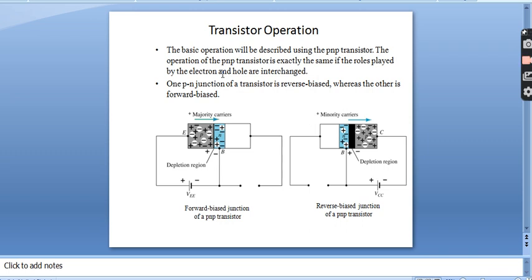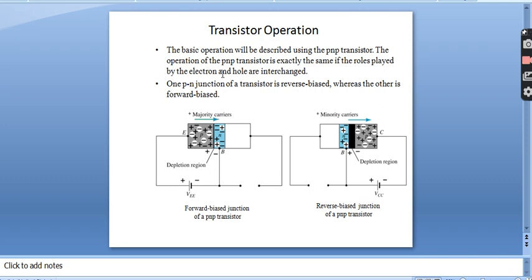Next, let's go to the transistor operation, that means the working of a transistor. The basic operation will be described using the PNP transistor. The operation of the NPN transistor is exactly the same if the roles played by the electrons and holes are interchanged.